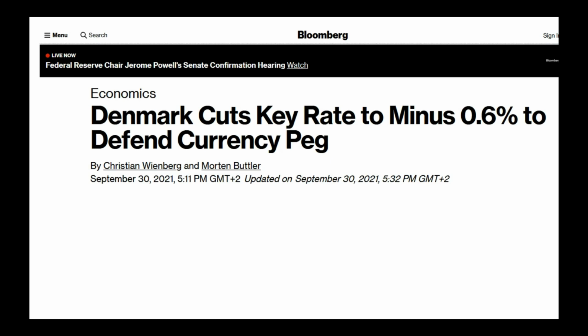rate to minus 0.6, because the central bank, the whole 2021 year, wanted to see the euro stronger against the Danish krona. They want to see a weak Danish krona, because they know that industry suffers when the Danish krona is so strong. It's not good for their economy, and they want to make an intervention.